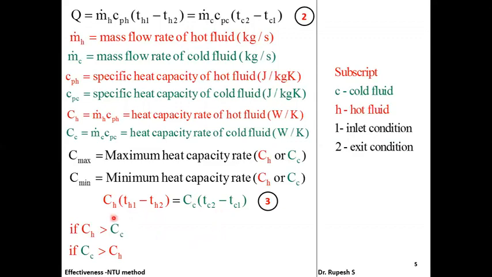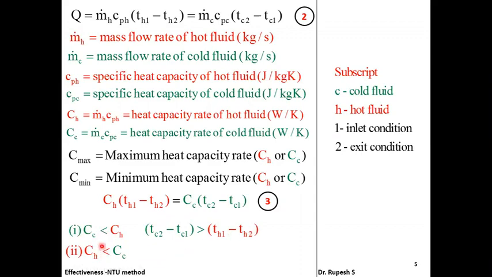Or if heat capacity rates of hot and cold fluid are same, then temperature gained by cold fluid will be equal to temperature drop experienced by the hot fluid in the heat exchanger. If heat capacity rates of the fluid are unequal, that is, if heat capacity rate of the cold fluid is smaller compared to that of the hot fluid, then from equation number 3, we can infer that the temperature change experienced by the cold fluid will be greater compared to that of the hot fluid.